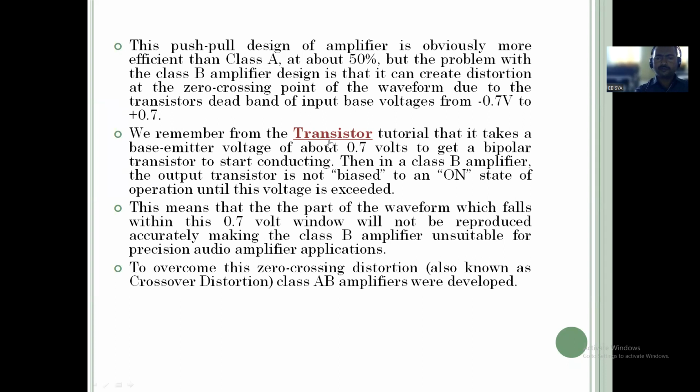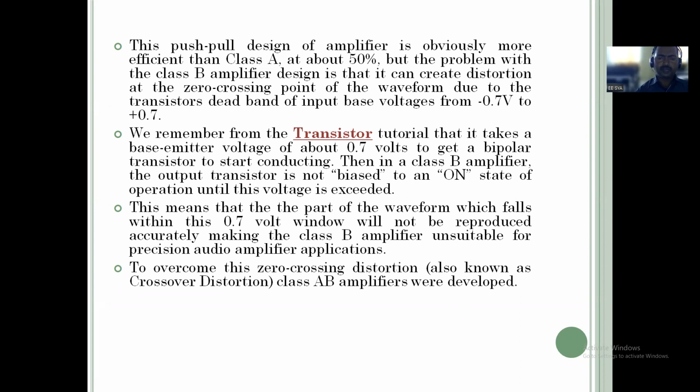Crossover distortion which should be coming with respect to it. Whatever the slide on that side, this is the portion where the tutorial related to this transistor explains why, during the 0.7 volt period, no voltage is coming. Click on that point in the link, there should be detail of it, okay? So in this case, in a class B amplifier, the output transistor is not biased to an on state of operation until the voltage is exceeded.